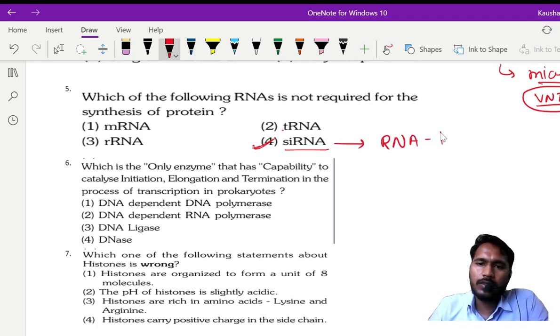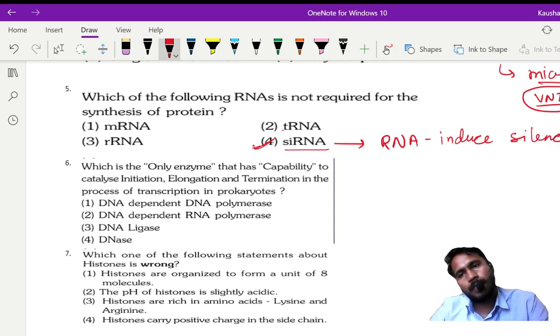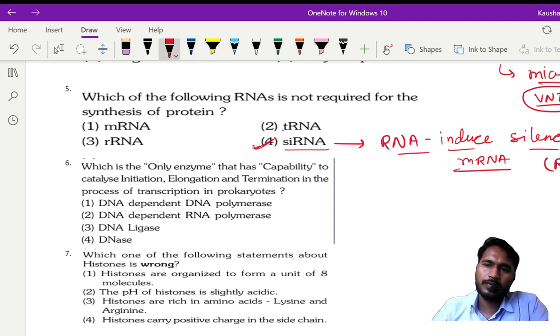It is a non-coding RNA which will form the RNA induced silencing complex. So it will silence the mRNA. So it will regulate protein synthesis. What is it called? The short form is RISC.